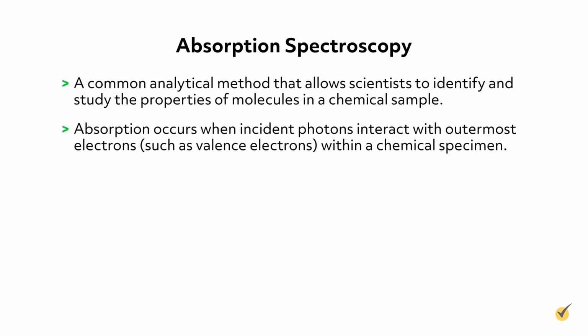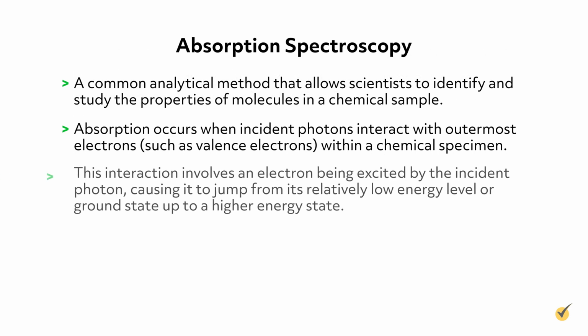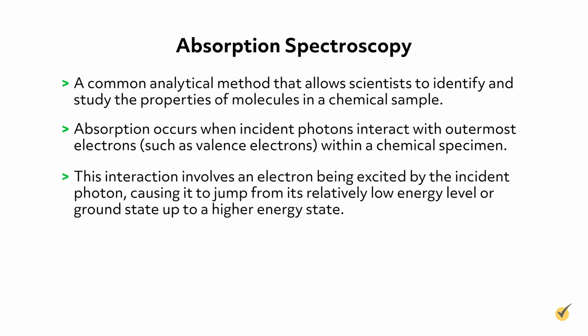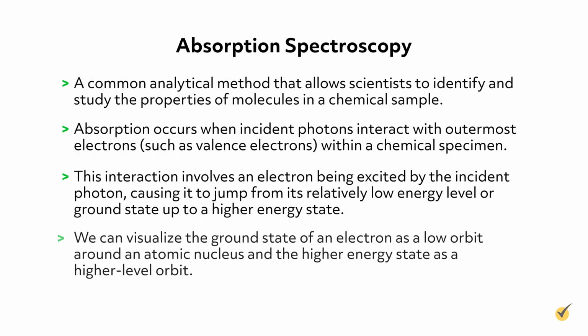Absorption occurs when incident photons interact with outermost electrons, such as valence electrons, within a chemical specimen. This interaction involves an electron being excited by the incident photon, causing it to jump from its relatively low energy level, or ground state, up to a higher energy state. We can visualize the ground state of an electron as a low orbit around an atomic nucleus, and the higher energy state as a higher level orbit.